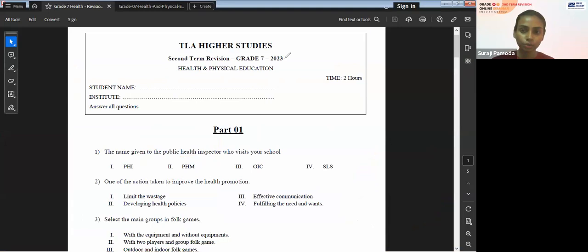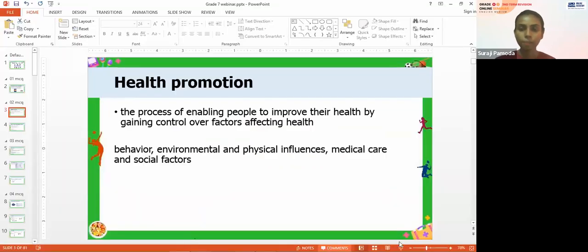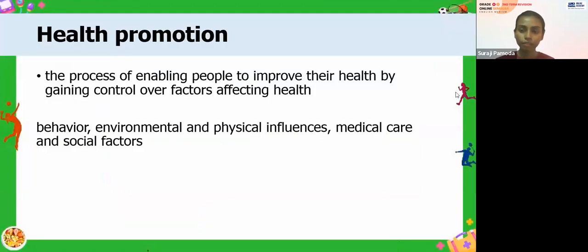Okay, so let's go to the second question, right? The second question is, one of the actions taken to improve health promotion. So here they have given us some actions, and first we have to look at what is health promotion. So let's see what is health promotion. You know that there are several factors which affect a person's health, right? That person's behavior, the behavior of the people around that person, and also some environmental factors, medical factors, social factors, they affect a person's health, right? So health promotion is enabling people to improve their health by gaining control over the factors which affect health.